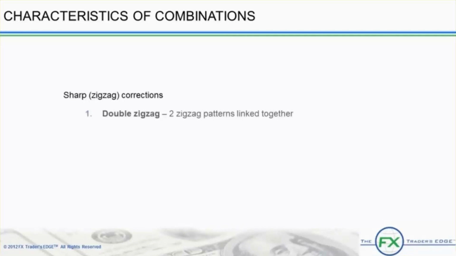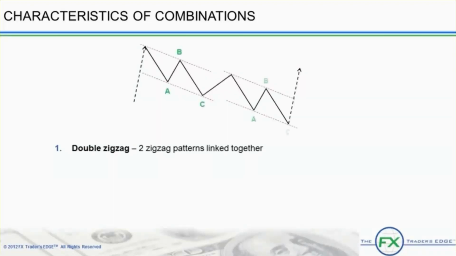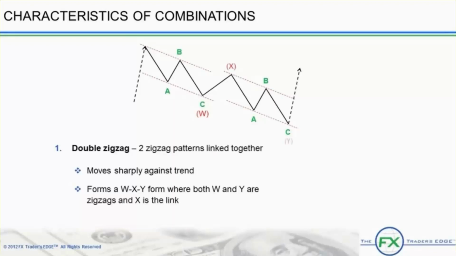A 4th type of corrective sequence forms a combination of the basic corrective structures. For example, sharp zigzag corrections can be single, double, or triple patterns. A double zigzag is 2 zigzag patterns linked together. A triple zigzag is 3 zigzag patterns linked together. The double zigzag moves sharply against the trend. It forms a WXY form, where both W and Y are zigzags, and X is the link.